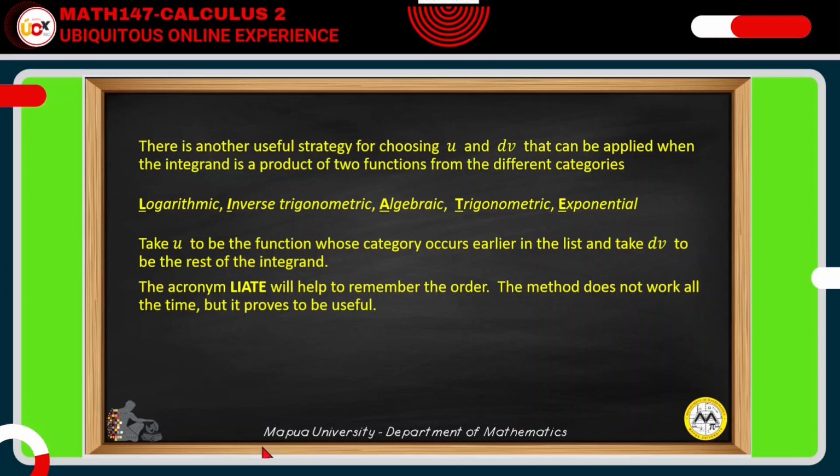These categories are the logarithmic, inverse trigonometric, algebraic, trigonometric, and exponential functions. What you have to do is take u to be the function whose category occurs first in the list, and take dv to be the rest of the integrand. This acronym LIATE will help to remember the order. L stands for logarithmic, I for inverse trigonometric, A for algebraic, T for trigonometric, and E for exponential. This method does not work at all times, but it proves to be useful.